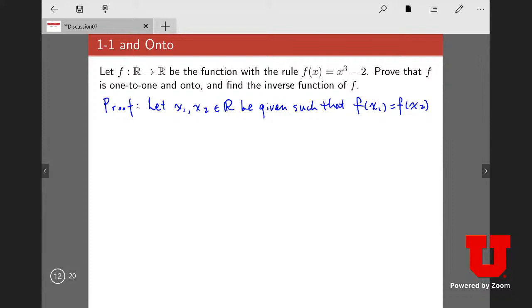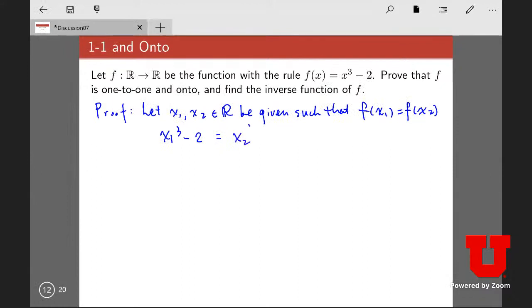So what is f of x1 with the rule of this function? We plug in x1, we get this on the left side, right? And on the right, we're going to have x2 cubed minus 2. So let's do some algebra now. x1 cubed basically is x2 cubed if we add 2 on both sides. So that gives us x1 is equal to x2.